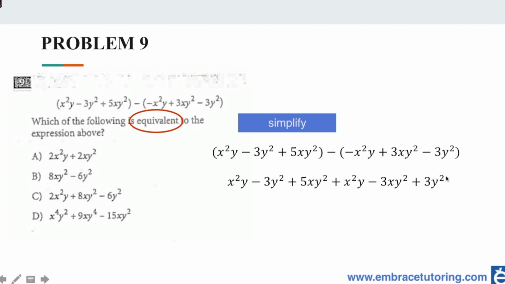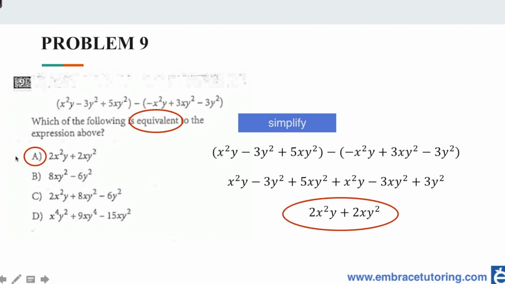Immediately, you'll notice that my 3y squareds will cancel. I have a minus 3y squared, and here I have a positive 3y squared. My 5xy squared and my negative 3xy squareds are going to come together like terms, and my x squared y and my x squared y are also going to come together. When these all simplify, I'm going to get 2x squared y plus 2xy squared, making A my best answer choice for question number 9.